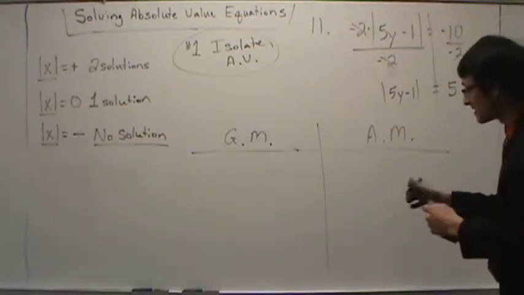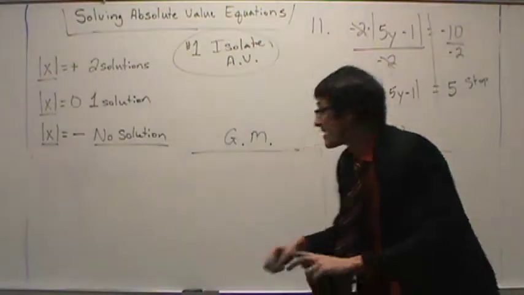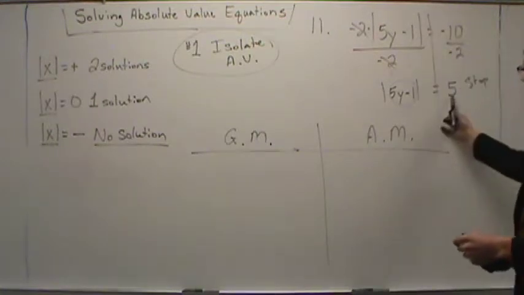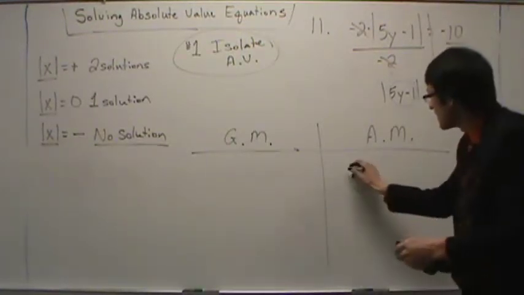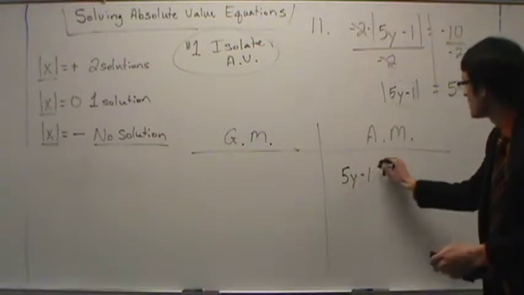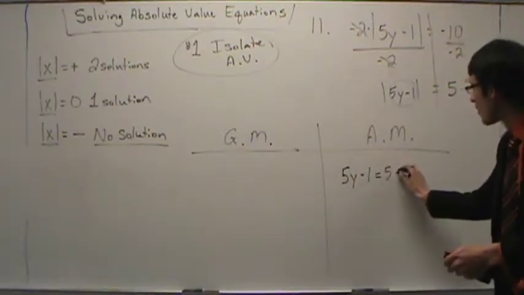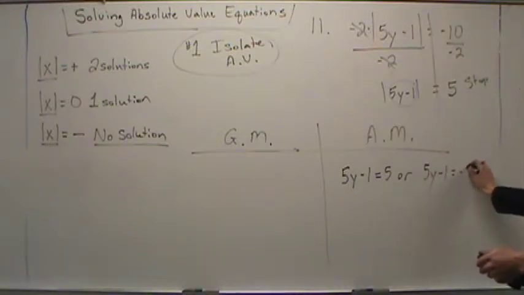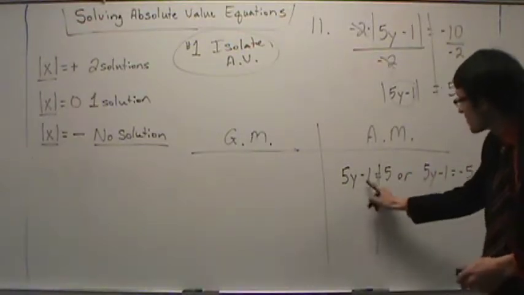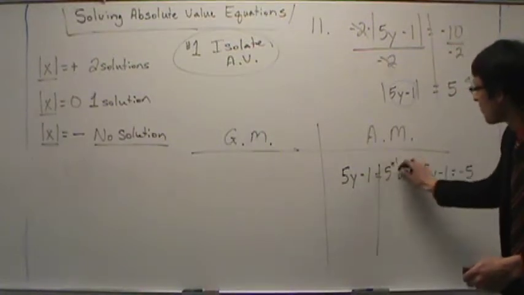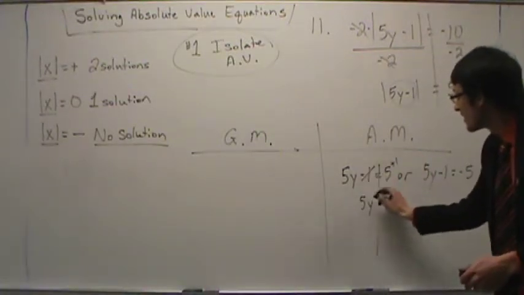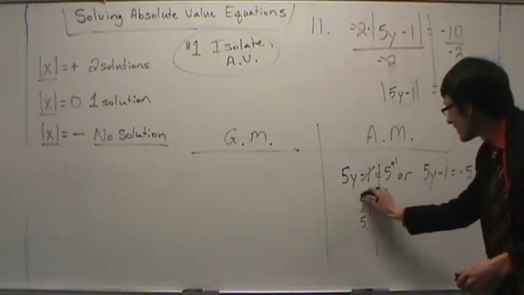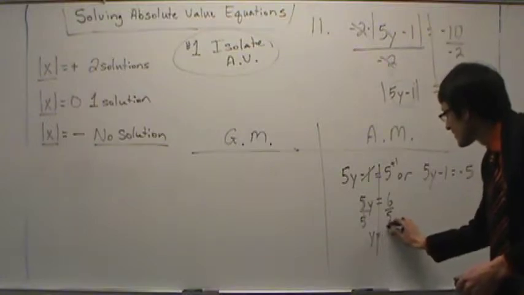Okay, so the algebraic method says that what's on the inside has to either equal 5 or negative 5. So we're going to write 5y minus 1, what's on the inside, is equal to 5, or 5y minus 1 equals negative 5. Okay, now we solve. Put the negative 1 on the other side, becomes plus 1, so now we have 5y equals 6. Divide by 5. What do we have here? y equals 6 over 5.